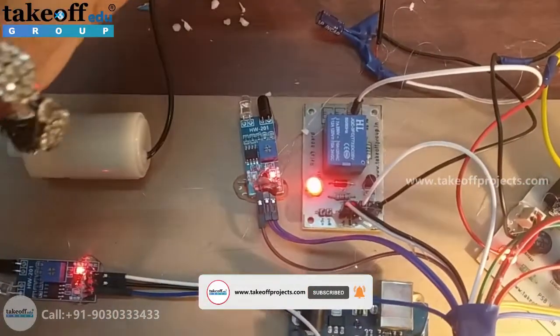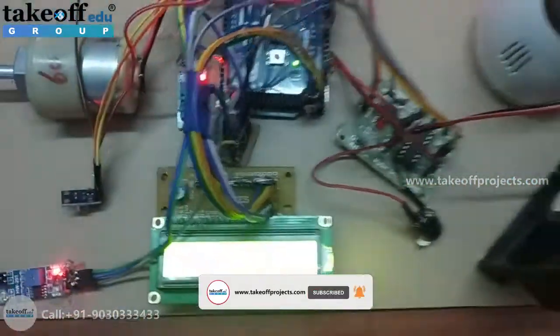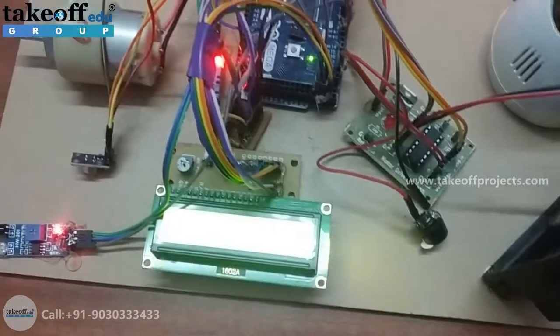And let us come to exiting position. Total in count is 1 person, a person exited, and again total in count is 0. When no persons are in the room, all the loads will be turned off.